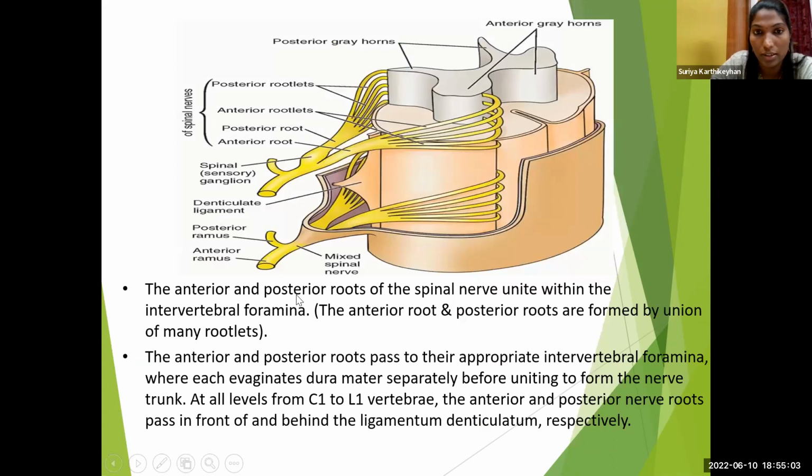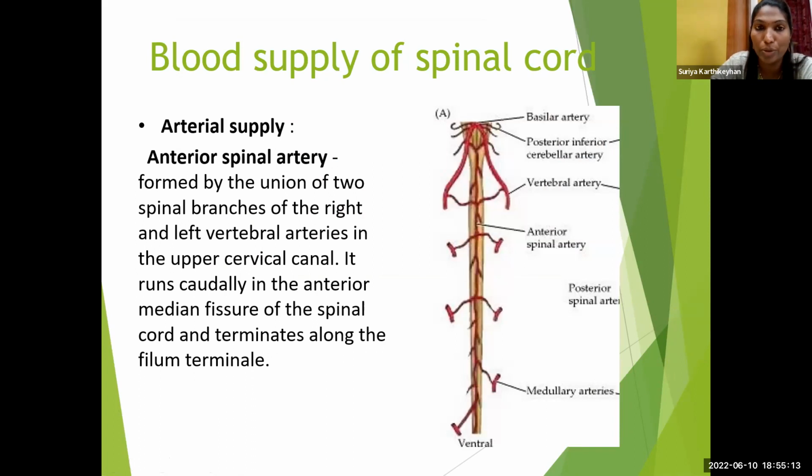And this is the denticulate ligament, a tooth-like projection. Between these two things, we have the tooth-like projection of pia mater, which is a modification of pia mater, that is the denticulate ligament or ligamentum denticulatum. Coming to the blood supply, very, very important.